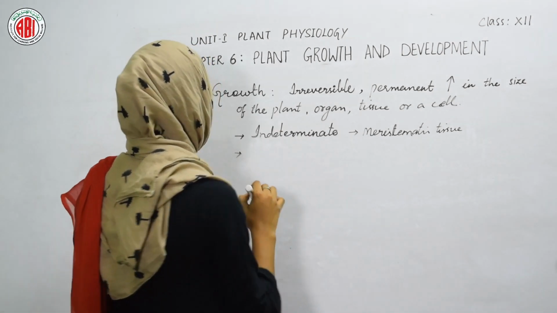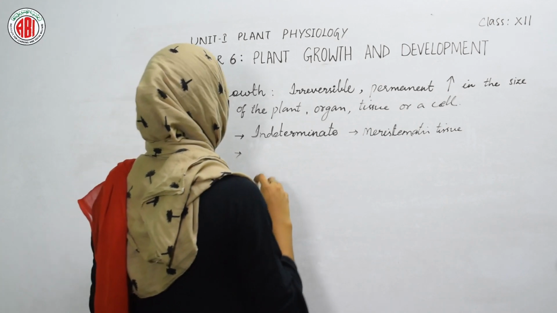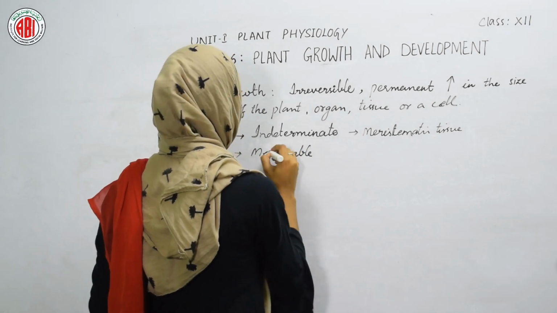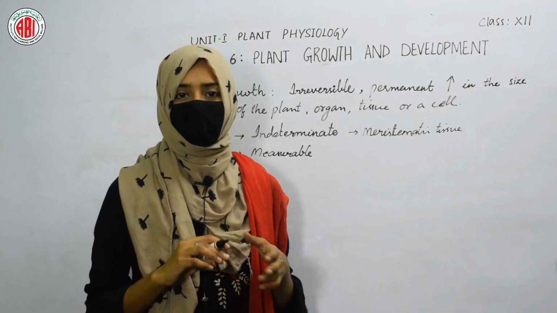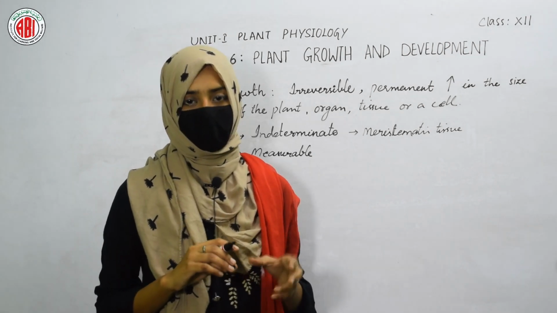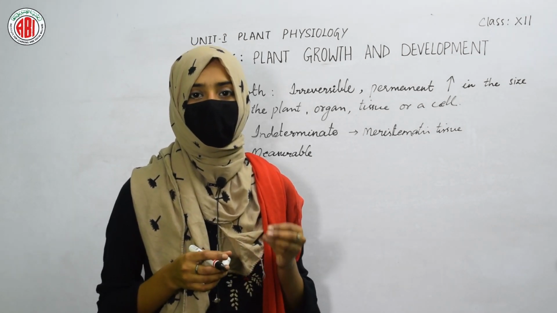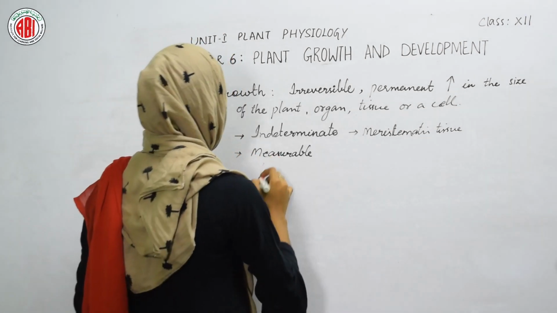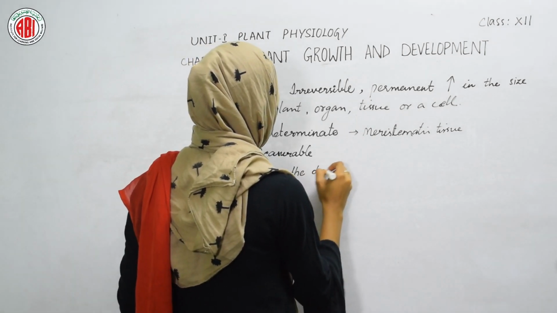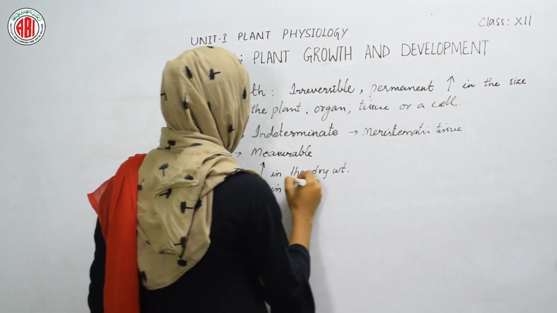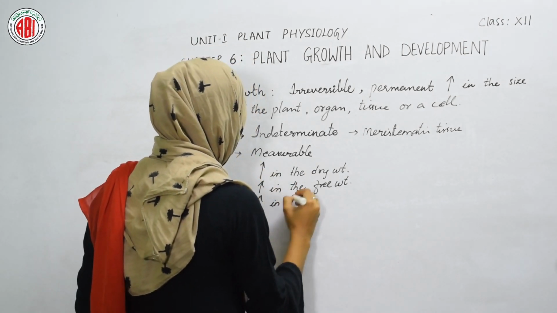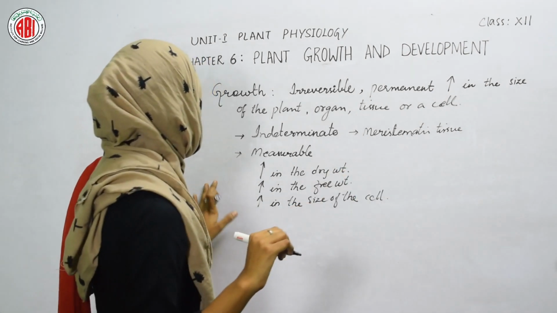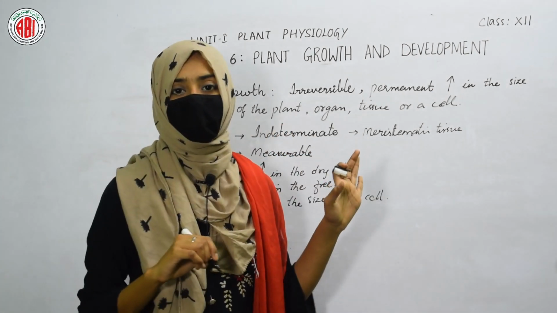The next characteristic about plant growth is that plant growth is measurable. We can measure the growth of the plant, but measuring plant growth is a little bit difficult process. There are certain factors depending on which we can measure plant growth. The factors include increase in the dry weight of the plant, increase in the fresh weight, or increase in the size of the cell. All these are the factors depending on which we can measure the growth of the plant.